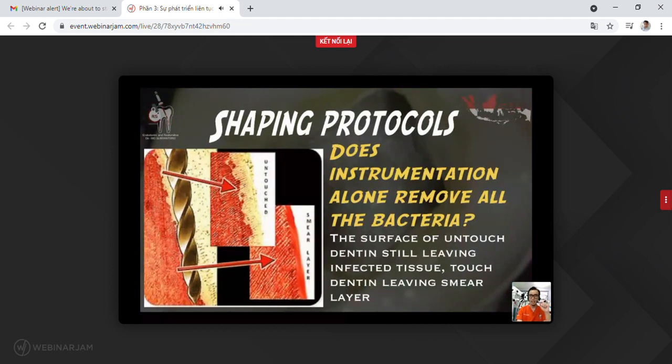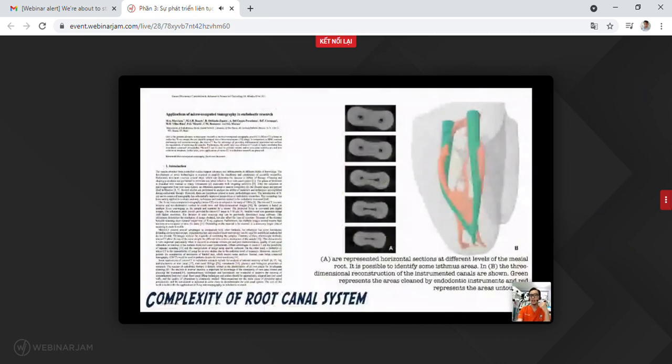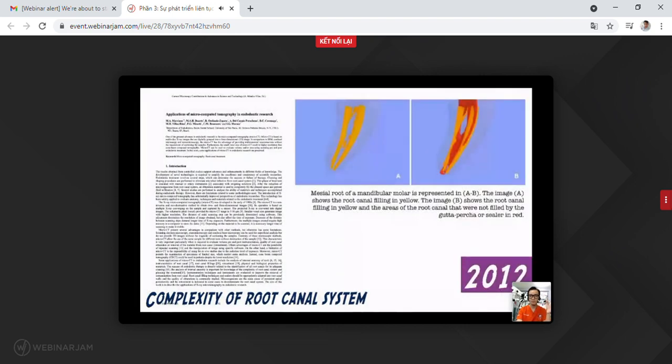But as you can see, instrumentation does not have the ability to kill the bacteria, because there is still unshaped dentin which contains more bacteria, more biofilm, more predentin, etc., and may trigger further infection in the future after the root canal has failed, even with gutta percha. From this paper, we can see that the root canal is so complex, and the main canal itself still cannot be cleaned or shaped by shaping protocols alone.